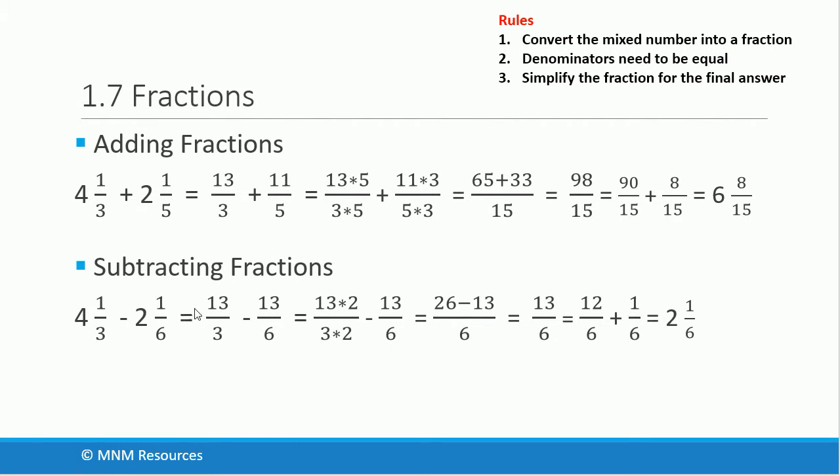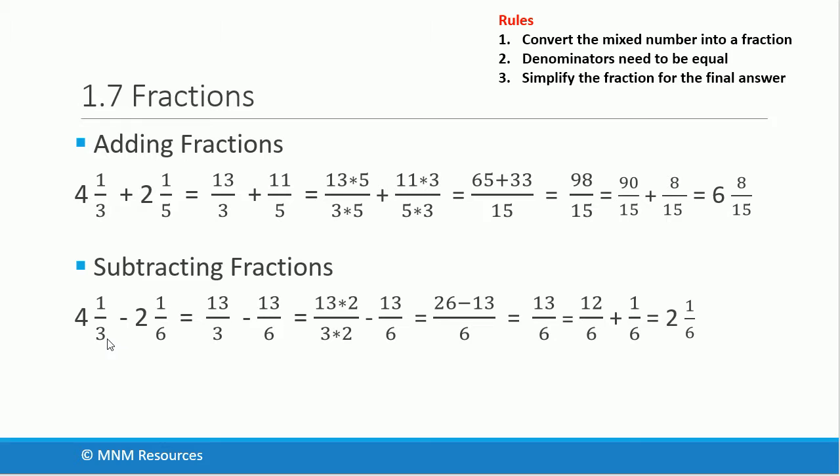In this subtracting example, again we're dealing with mixed numbers, not plain fractions. So a mixed number, as you know, includes both a whole number and a fraction. So as per our rule 1, we need to convert the mixed number into a fraction. We've just done this in the earlier example as well. So how does that work?